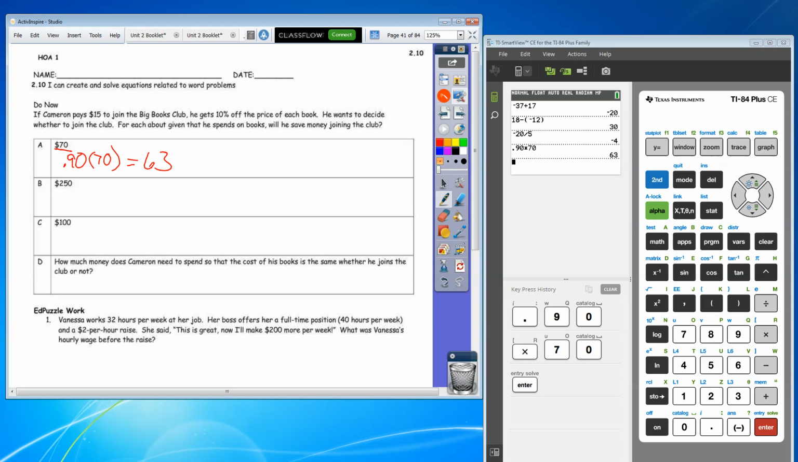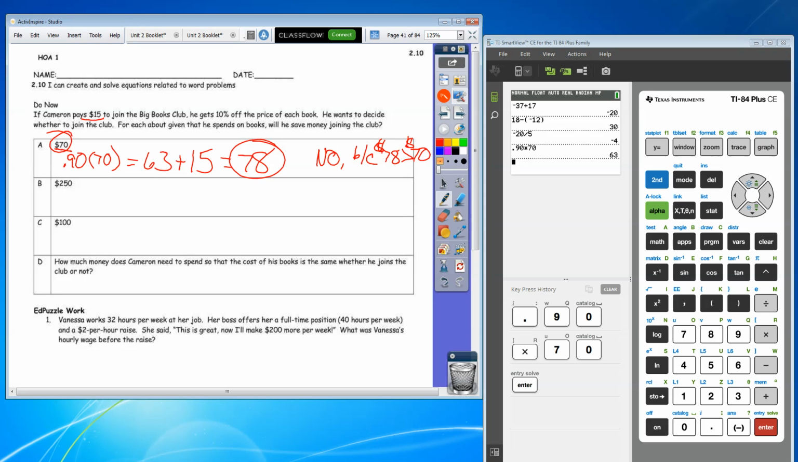But remember that he had to pay the $15 originally. So the question is, is he getting a deal? If you add these two together, you get $78. So he has two options: join the club for $15 and pay $78, or not join the club and pay $70. Will he save money joining the club? No, because $78 is greater than what he would have originally spent of $70.